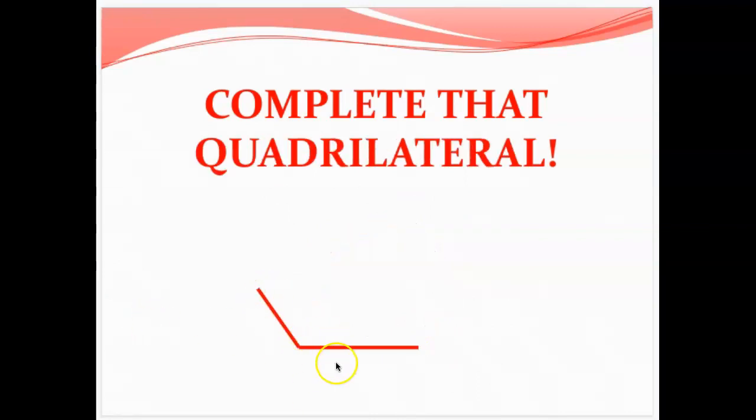Here's the shape we're going to start with, these two little lines. And now I want you to complete that quadrilateral. So think about what quad means, how many sides are in a quadrilateral. Press pause and make your quadrilateral now. This is what mine looks like. I added 2 more sides to have 4 sides and 4 angles. Nice work.